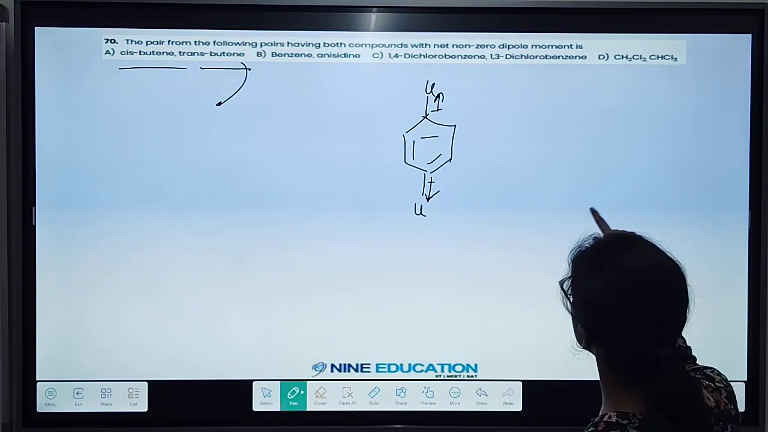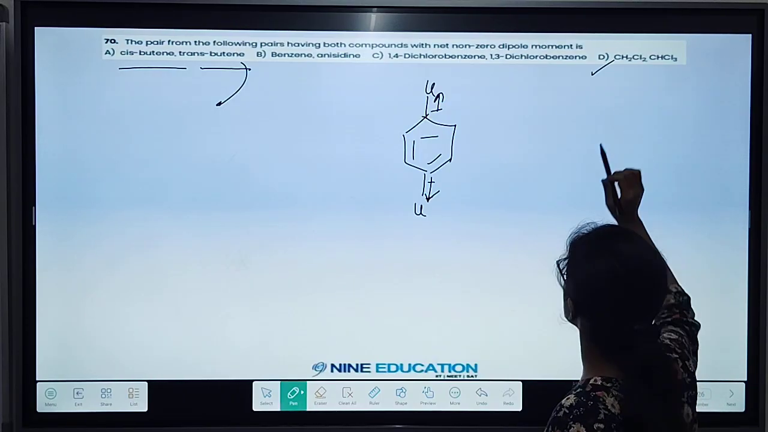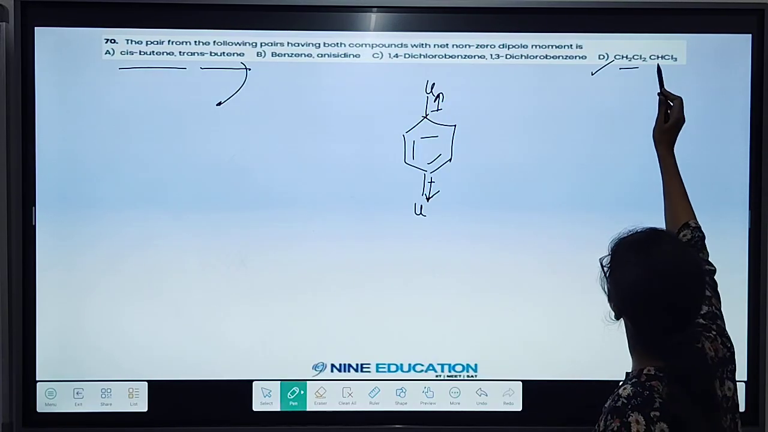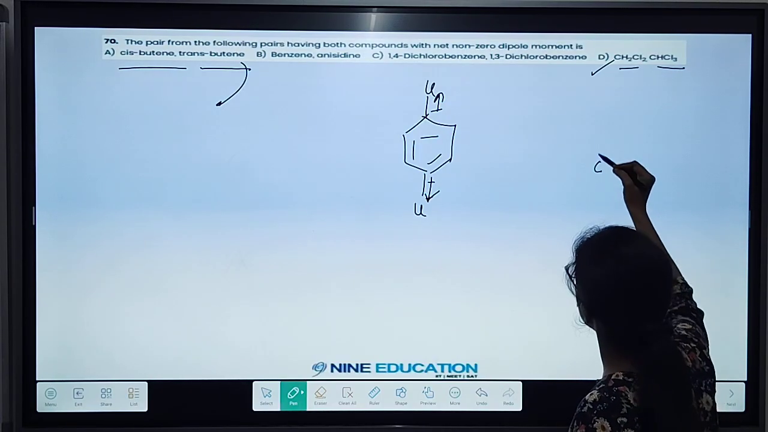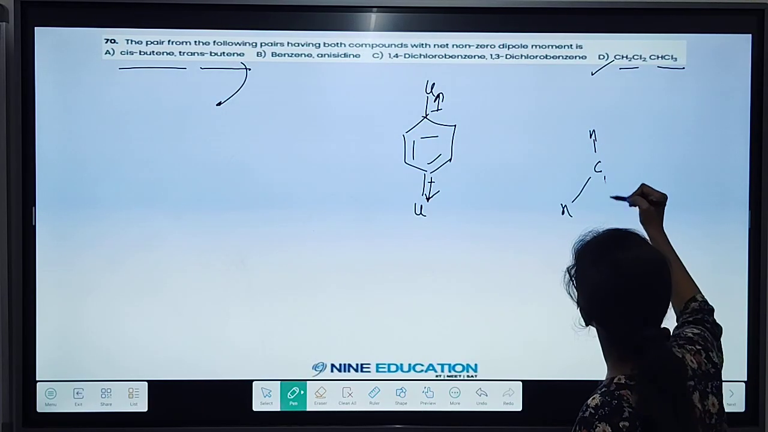So out of all these four, in option D you have CH2Cl2 and CHCl3, which have a tetrahedral structure.